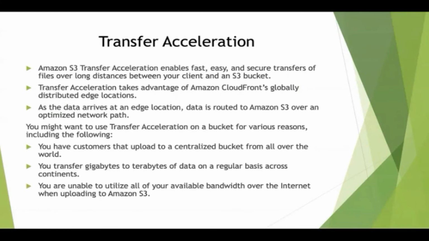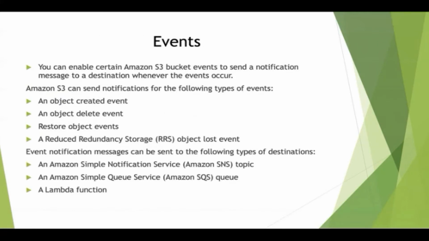And you can use transfer acceleration for different case scenarios when you transfer large amounts of data, or when you have a lot of customers that upload all of your data to a centralized S3 bucket across the world. And then you can also utilize transfer acceleration when you're unable to utilize all of your available bandwidth over the internet. Okay. So what happens in the background is your data is arriving at a particular edge location. And then from that edge location over an optimized network path, your data is going to be uploaded to the destination S3 bucket.